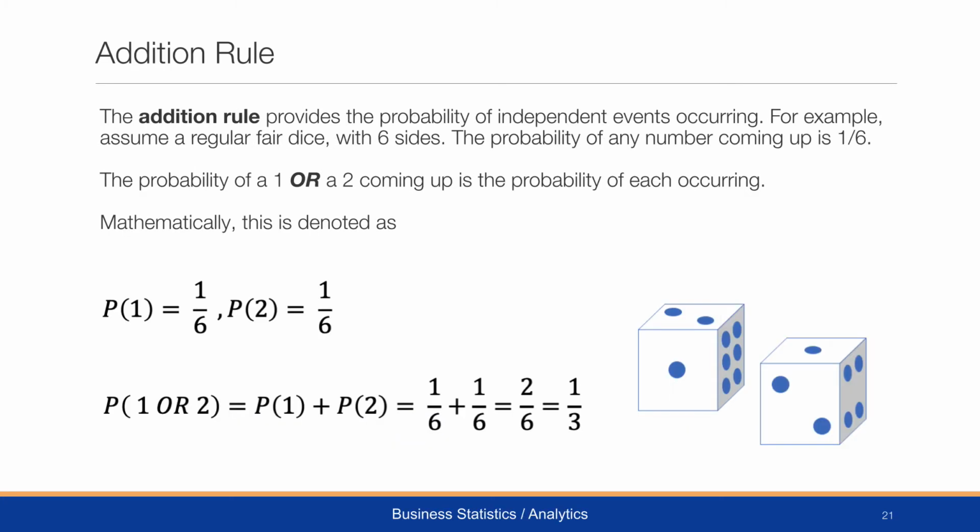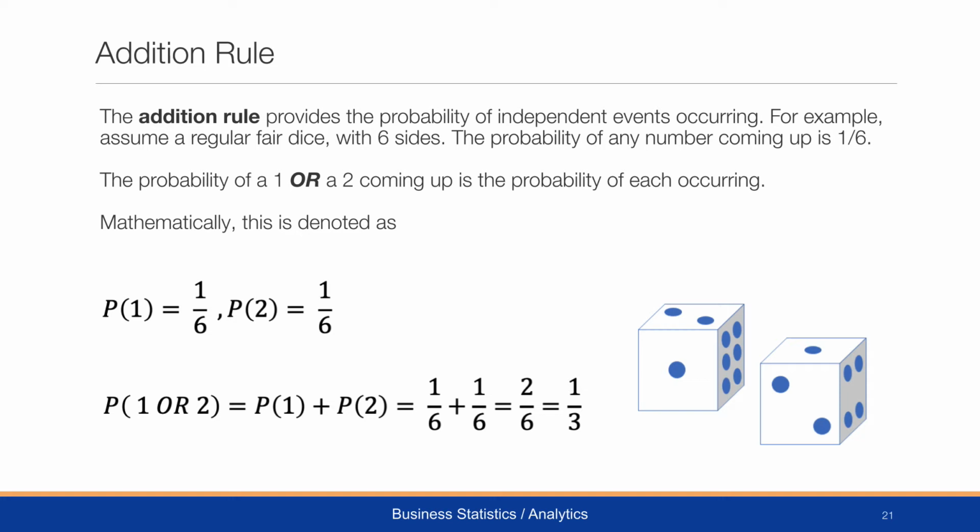Now let's look at an addition rule. The addition rule provides the probability of independent events occurring. For example, assume on a regular dice with 6 sides, it's fair. The probability of any number coming up is 1/6. So the probability of rolling a 1 or a 2 is the probability of each occurring. So we'll denote this mathematically as follows.